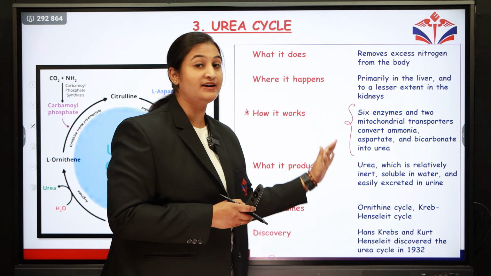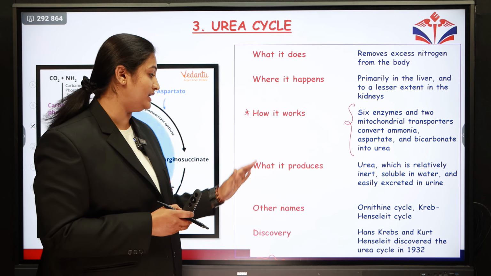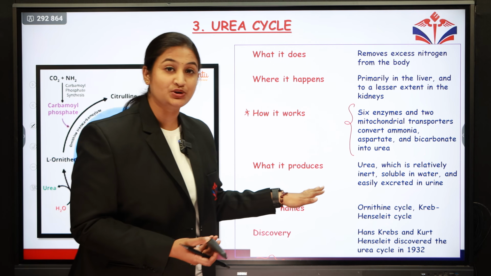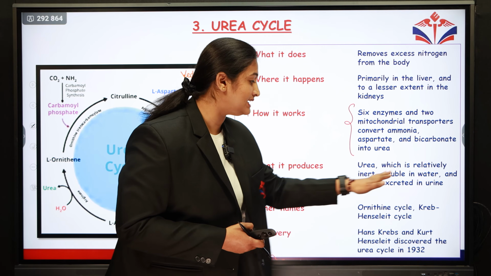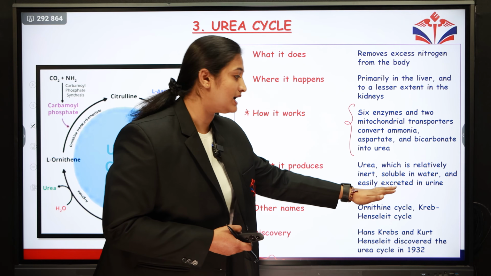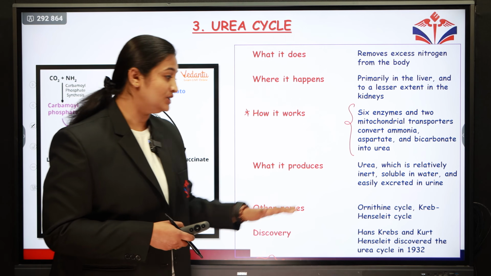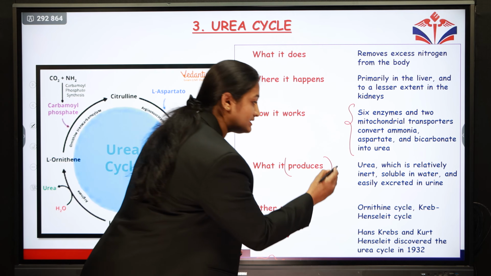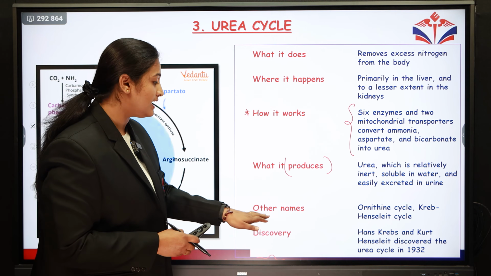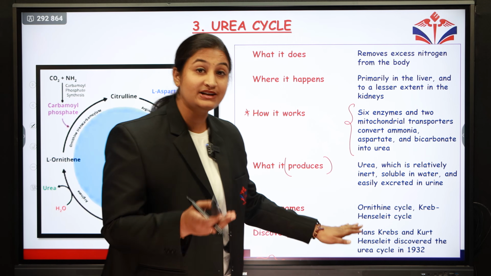So that is the main function that is happening in the urea cycle. And what is it mainly producing? Urea, which is relatively inert, soluble in water and easily excreted in the urine. So that is the production that is happening in the urea cycle. And there are even different names.